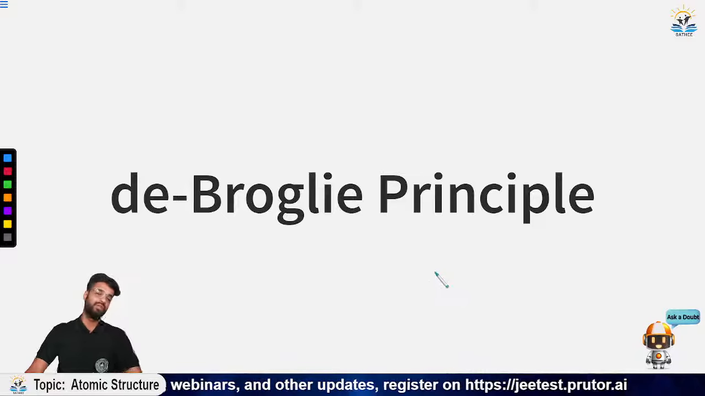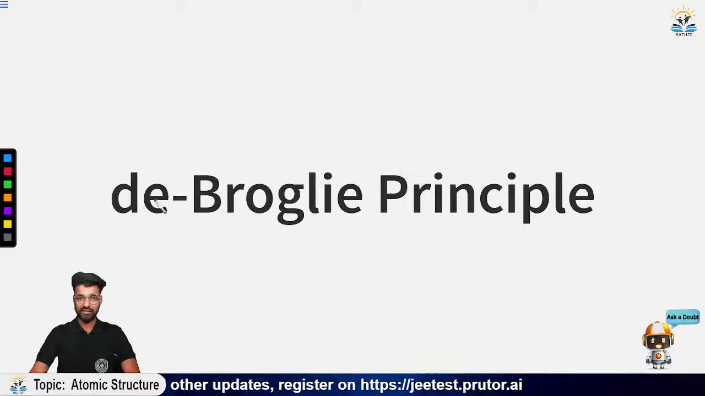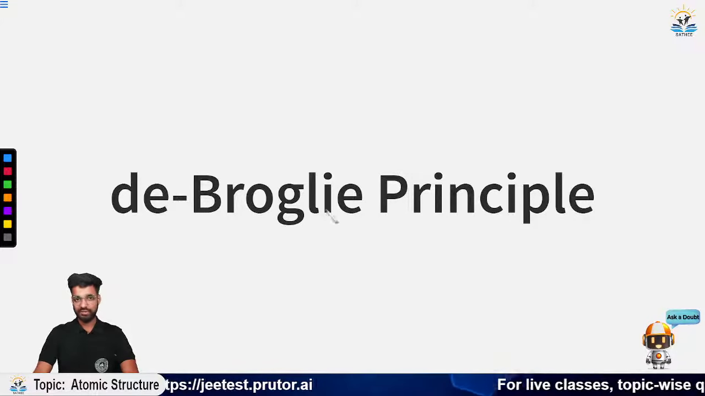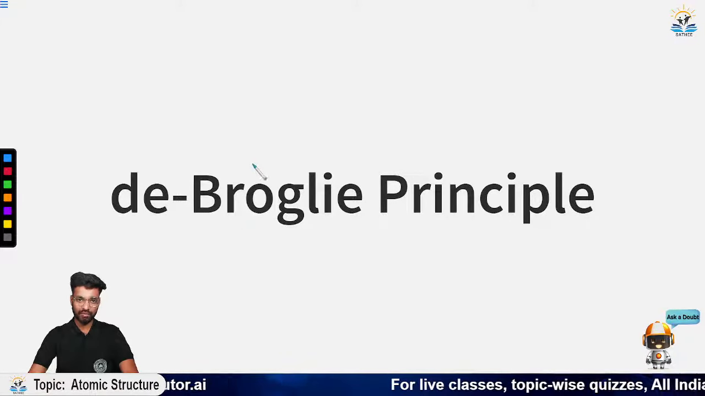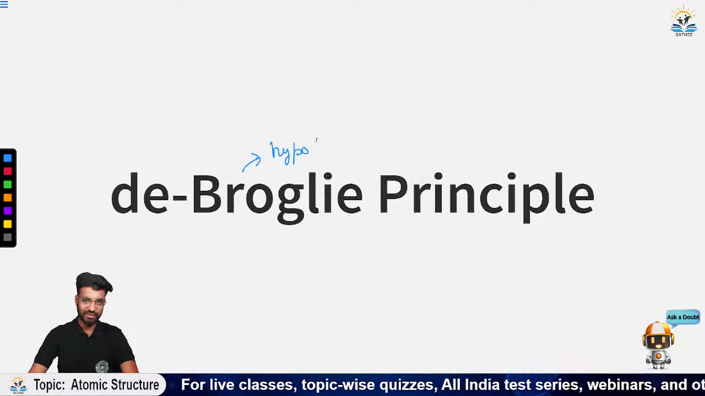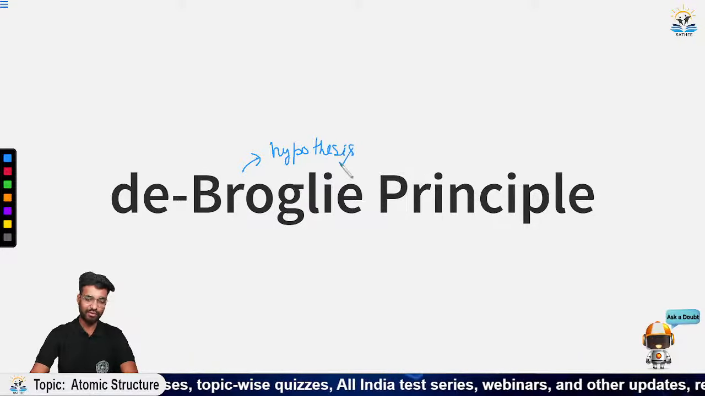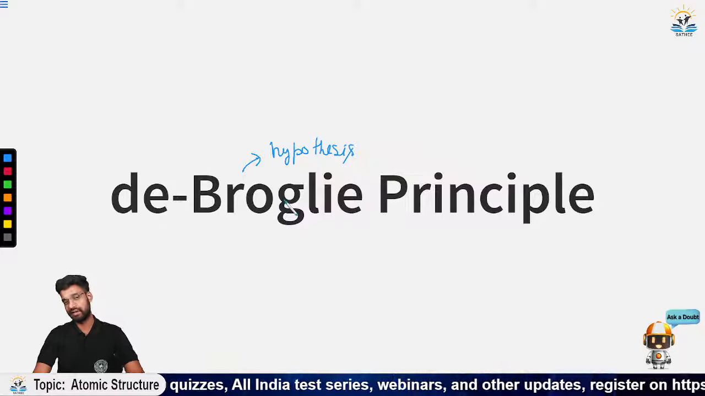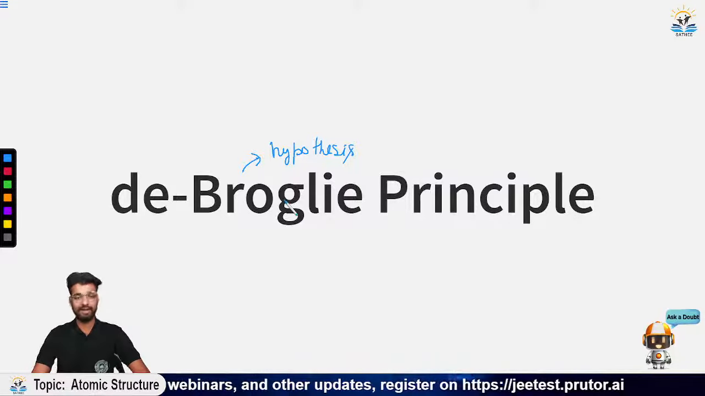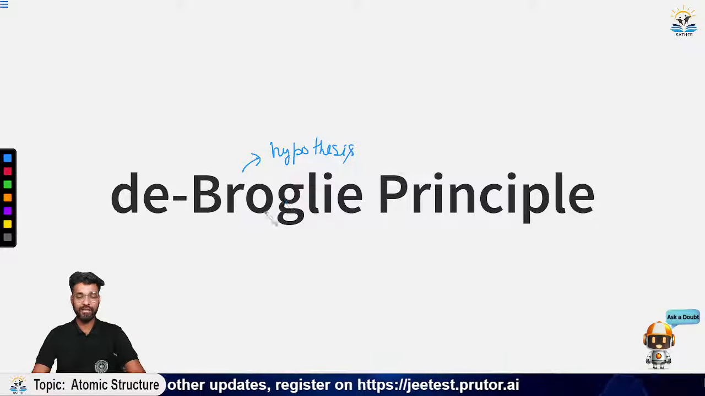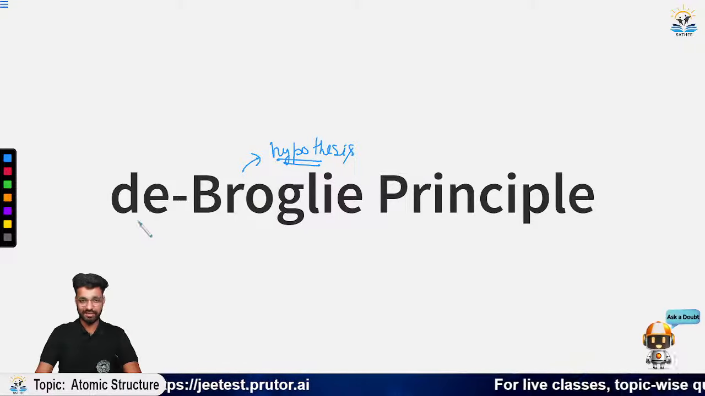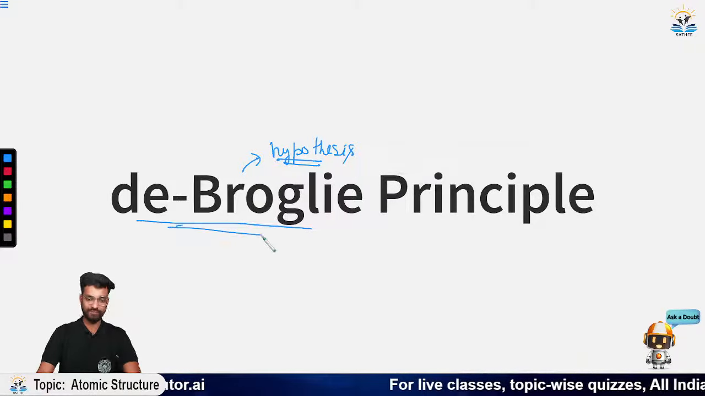The next and the most magical thing of this slide, you can say, is the de Broglie principle. This is more a hypothesis than a principle. So what is a hypothesis? A hypothesis is something which was not experimentally verified when it was written, but it was thought of, or calculated, and it was just written by some scientist. Here it was given by de Broglie.